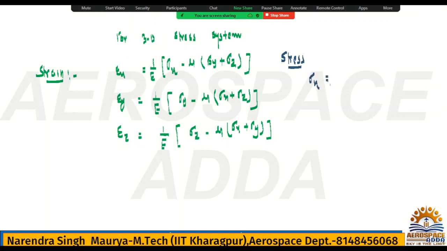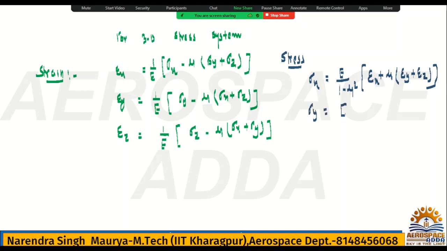sigma x is equal to E upon, that is the Young modulus, E upon 1 minus mu square in bracket epsilon x plus mu epsilon y plus epsilon z.